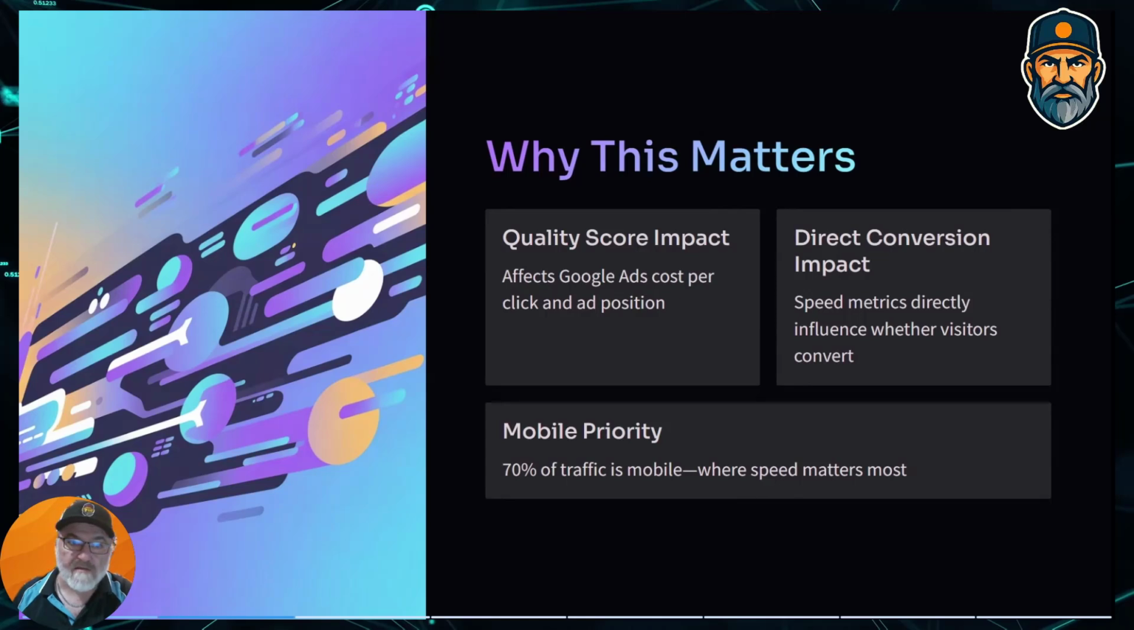Yesterday we talked about what conversion rate optimization is, and today we're getting technical because this is the single biggest quick win you can implement. These metrics aren't just vanity numbers. They directly impact your quality score in Google Ads, which affects how much you pay per click and whether people actually convert. So people actually convert, that's pretty important.